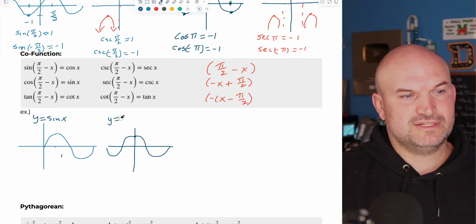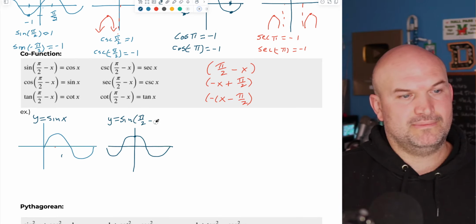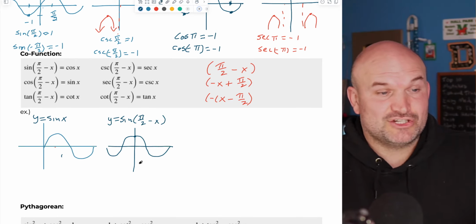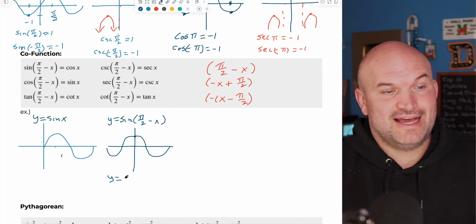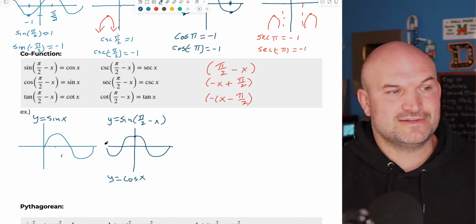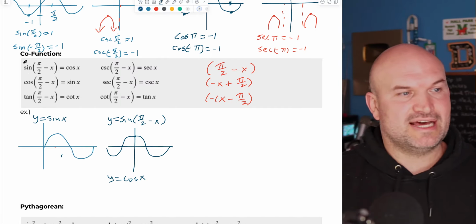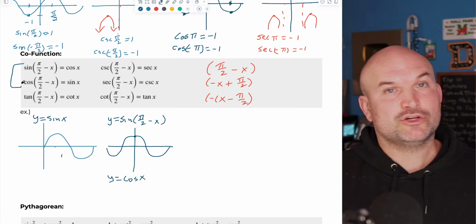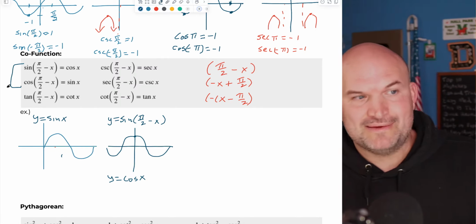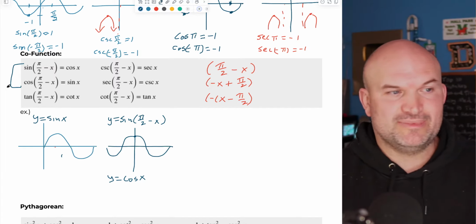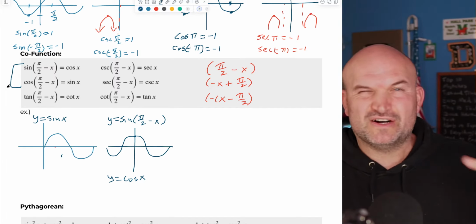So y equals a sine of pi halves minus x. Okay, and that actually is the exact same thing as y equals a cosine of x. So the way that I like to remember these is by their groupings. If the graphs look the same, then what we call these cofunctions are going to be exactly the same. So we know sine and cosine are very similar to each other.